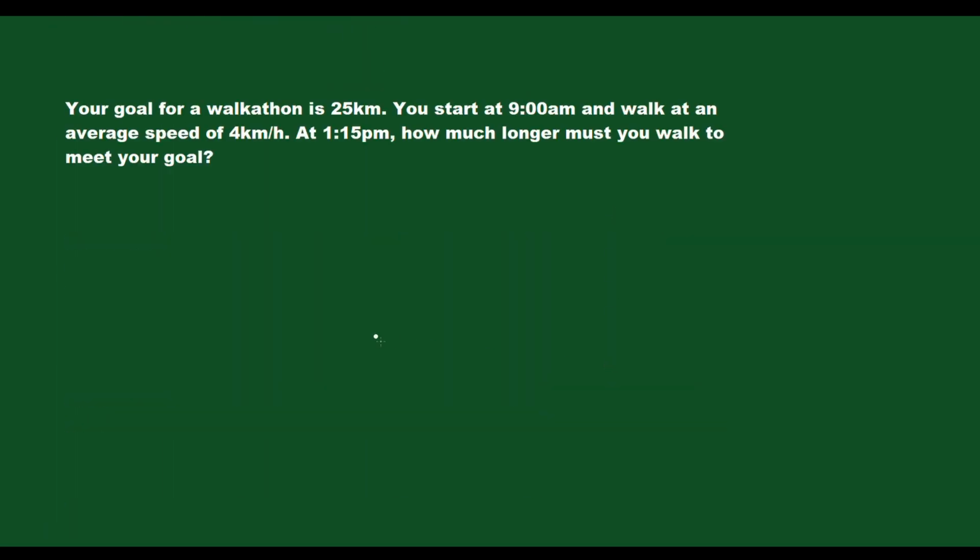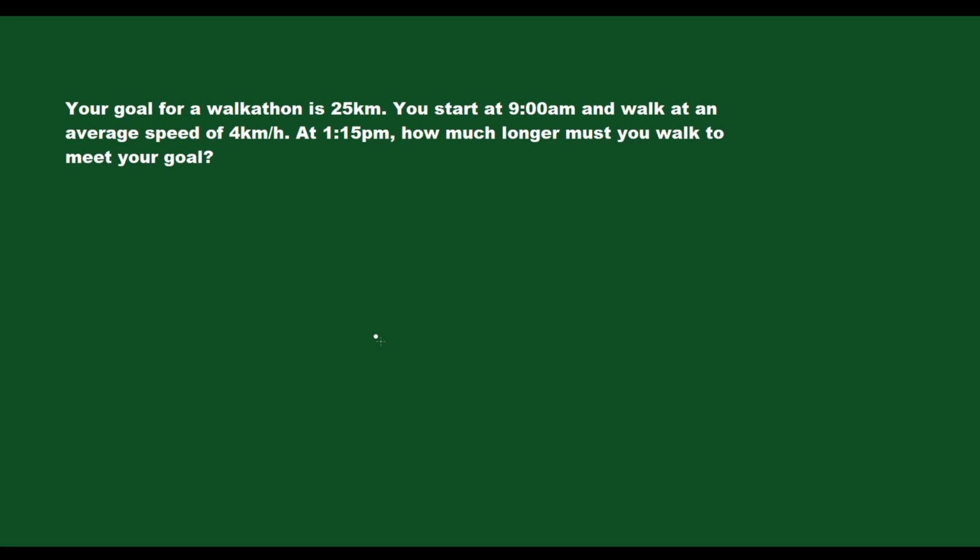So question 3 says your goal for a walkathon is 25 kilometers. So you're hoping you can walk 25 kilometers in this walkathon. You start at 9 a.m. and you walk at an average speed of 4 kilometers per hour. At 1:15 p.m., how much longer must you walk to meet your goal?